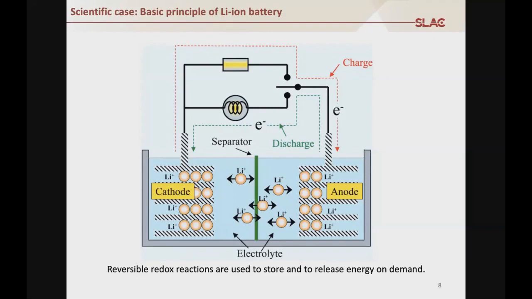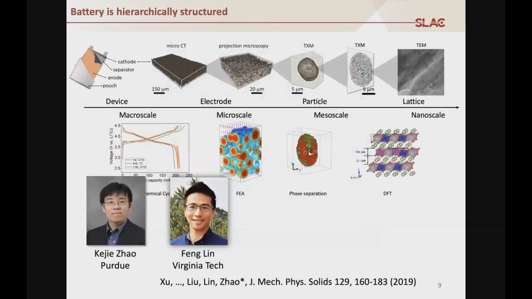Now, the cartoon looks cute and simple. However, if you look at the real thing, it's very complicated. Take the cathode as an example. If you image this cathode electrode at different length scales, you see there's structural and chemical complexity all the way from the battery cell level all the way down to atomic level.